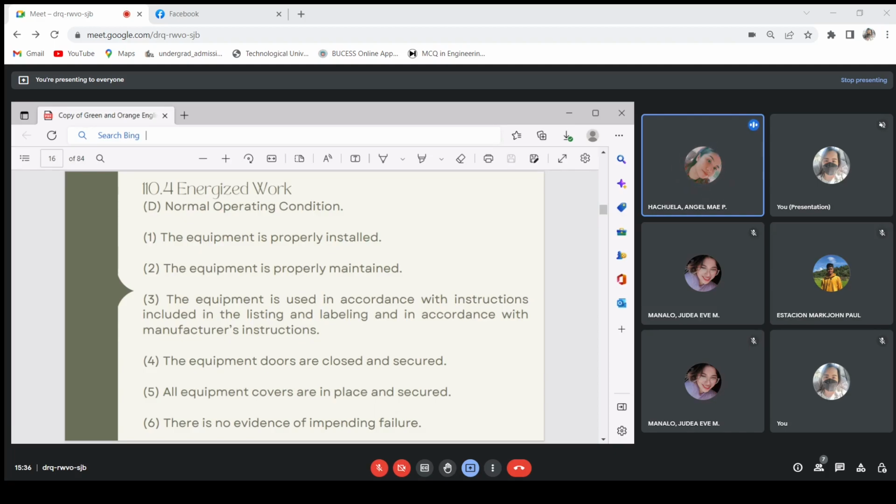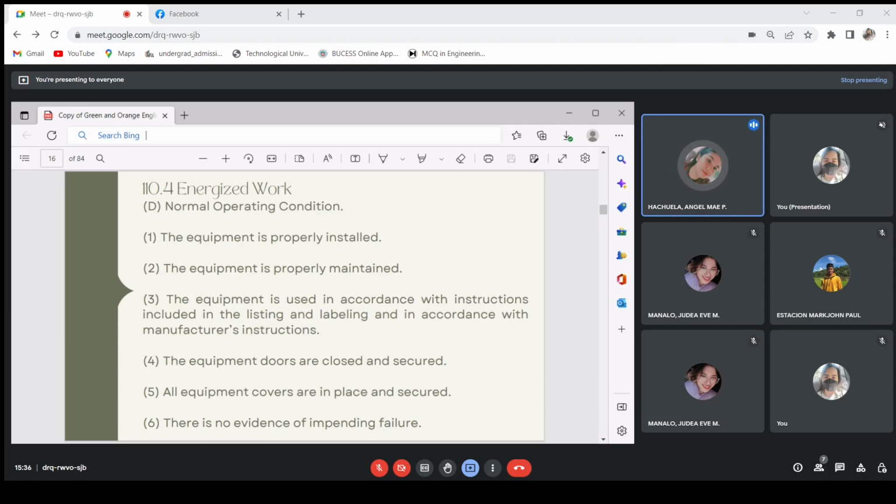Number 4, equipment doors are closed and secured. Number 5, all equipment covers are in place and secured. Number 6 is there is no evidence of impending failure.